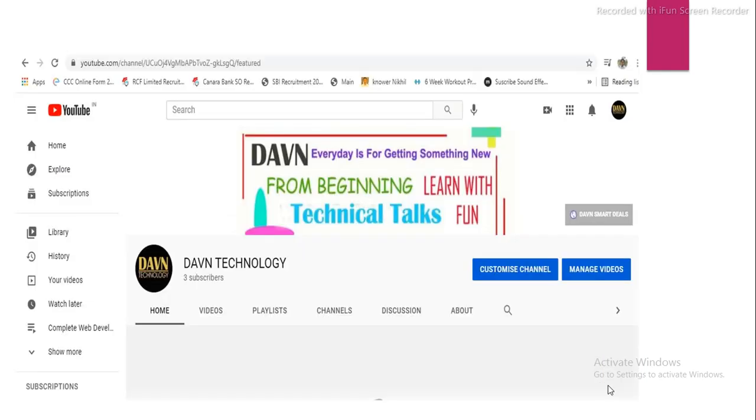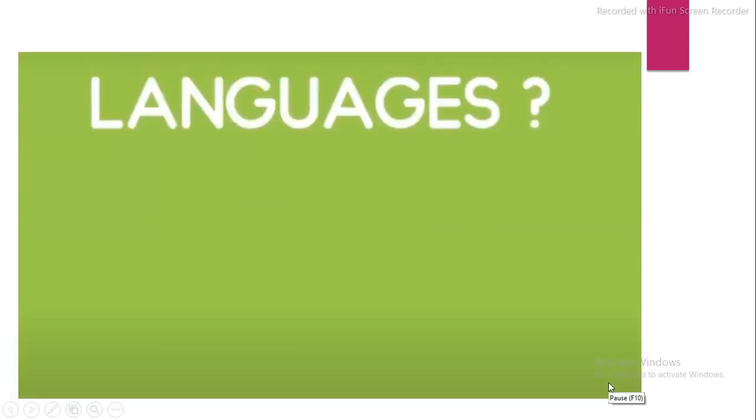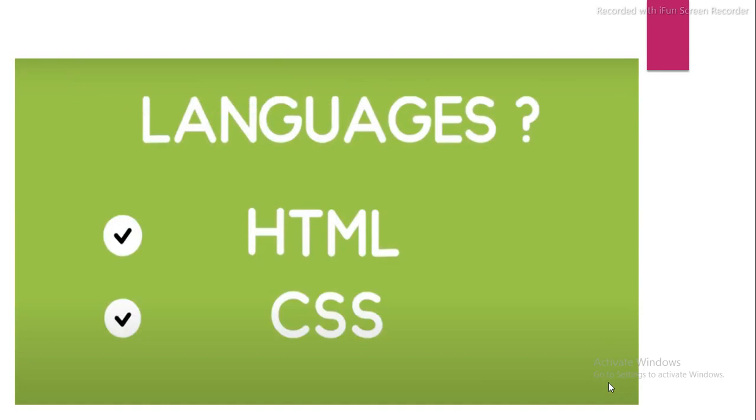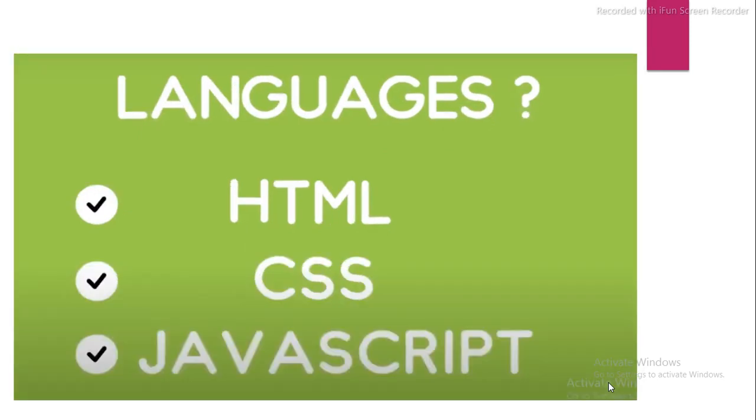Suppose this is a web page, and whatever we see here comes in the front end, and that's why we call it front end designing. Pictures, backgrounds, images, icons, profile images, whatever you see is part of the front end. For making any web page, we need three languages. First of all, HTML. Second is CSS, and third is JavaScript.